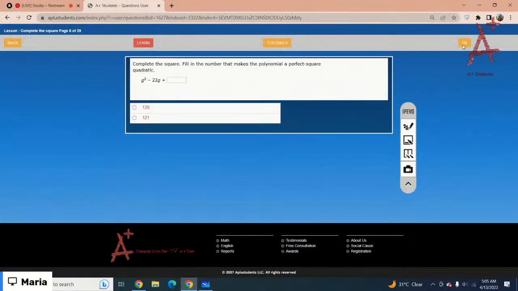Okay, g square minus 22g plus the missing value. You have to add b over 2. b is 22, so 22 over 2 is 11. And 11 square is 121. Got it? That means the correct option is 121.